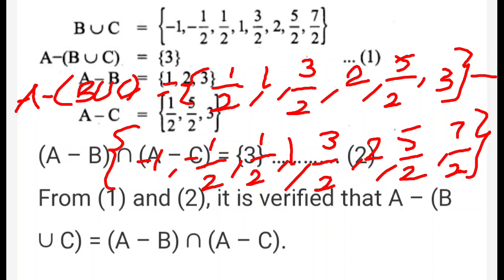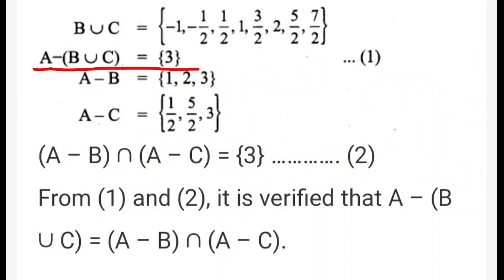Then A minus (B union C) is equal to {1 by 2, 1, 3 by 2, 2, 5 by 2, 3} minus {minus 1, minus 1 by 2, 1 by 2, 1, 3 by 2, 2, 5 by 2, 7 by 2}. Here only in A, not in B union C. Therefore, A minus (B union C) is equal to {3} only. That is equation number 1.